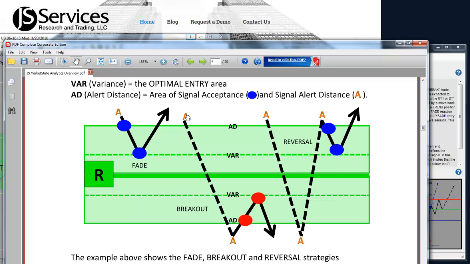And the same with a breakout. If we start out on one side of the alert distance, we move through and break out to the other side, we would anticipate the market to stay below this figure, and use the variance as kind of the optimal area to enter in, and then anticipate the momentum to build negative structure, or in the breakout to the upside, build positive structure.